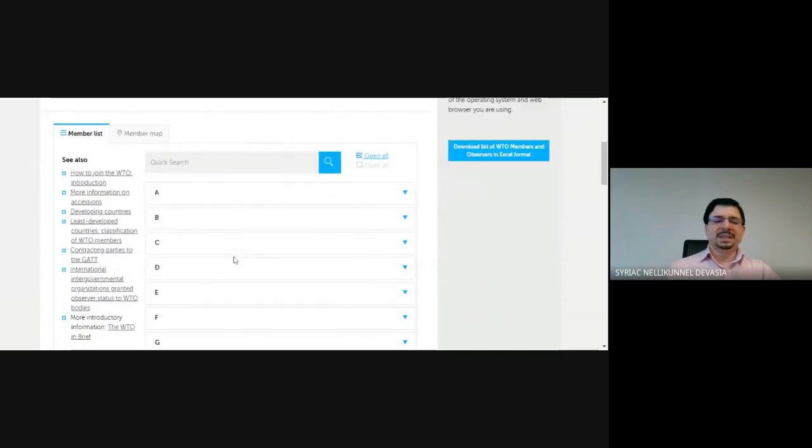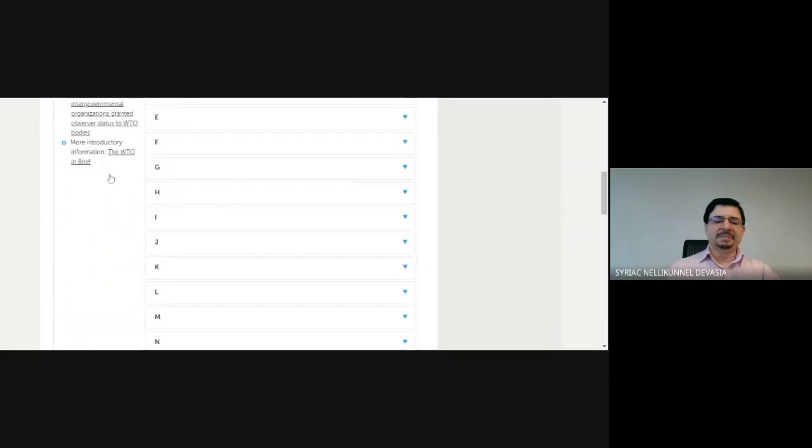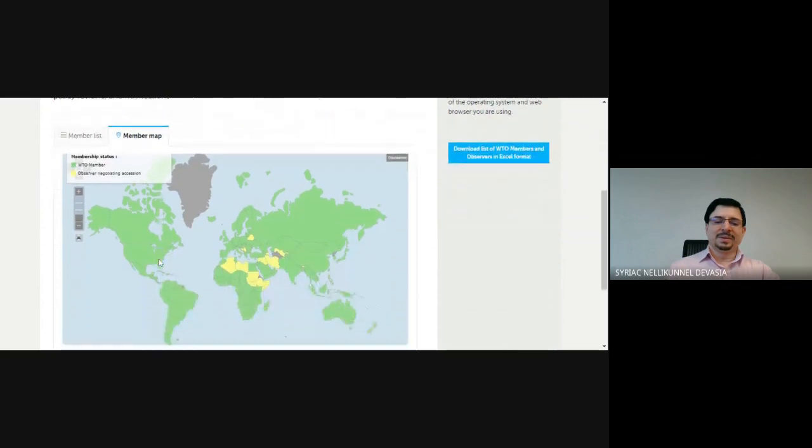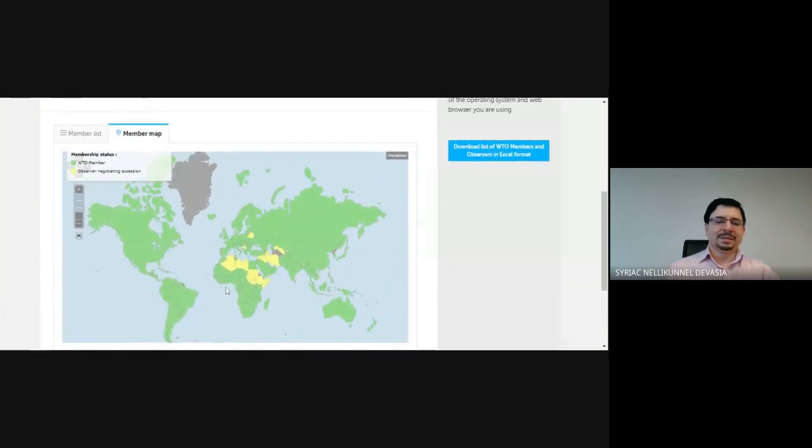So this is the member list, okay? You find the member list. You can go in alphabetically, starting with A and so on. Almost every country, if you see with the green color, are member countries and observer negotiating accession. So these are the observers like Sudan, Libya, Iraq, Turkmenistan, and Belarus. So these are the observers, and they are negotiating the access to WTO.